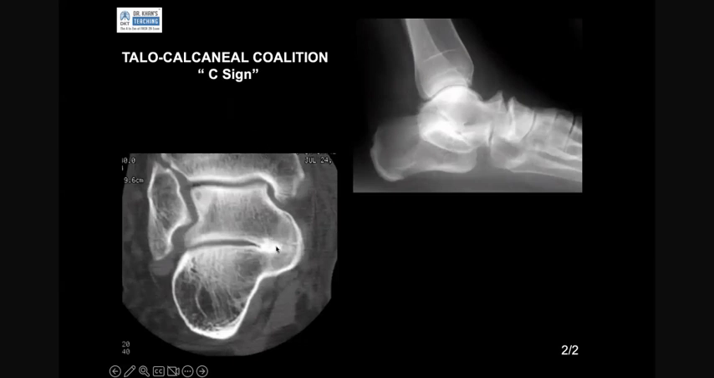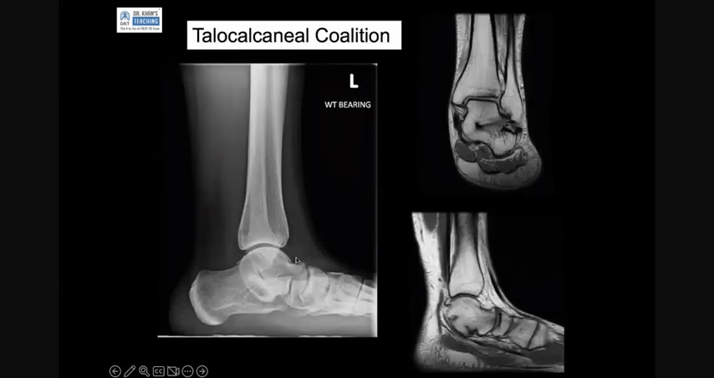And this is the CT scan of the same patient, which tells you that at the middle facet, there is a coalition here. This is a bony coalition. Another case where we can see talar beaking, we can see this C sign, and on MR, we can see this bony coalition, talocalcaneal.